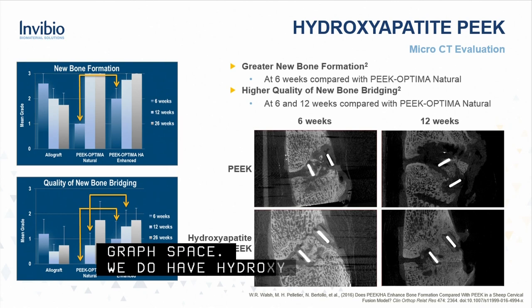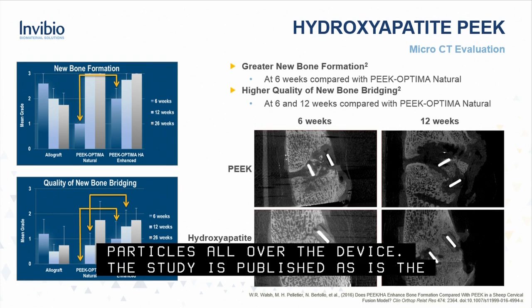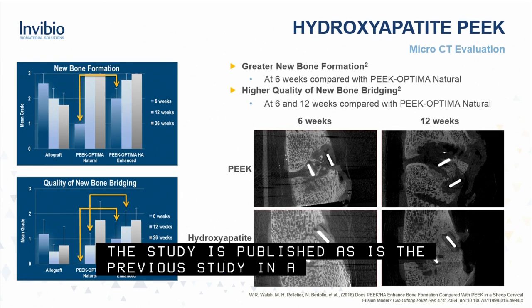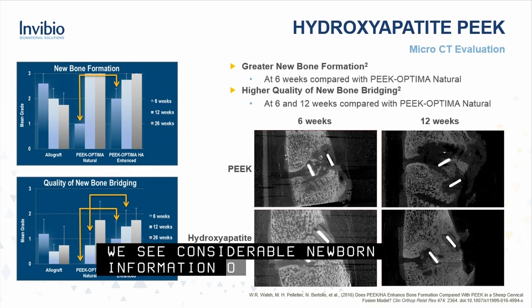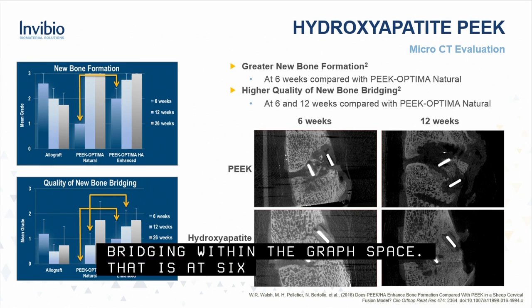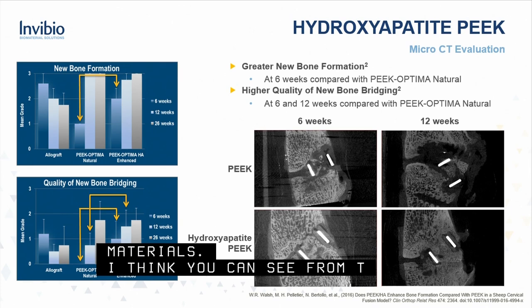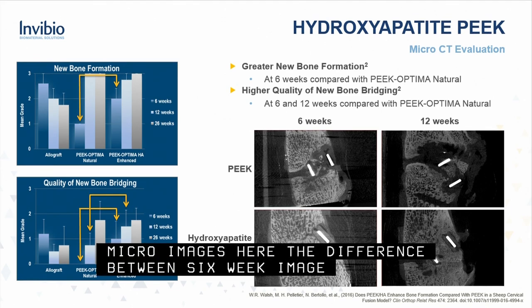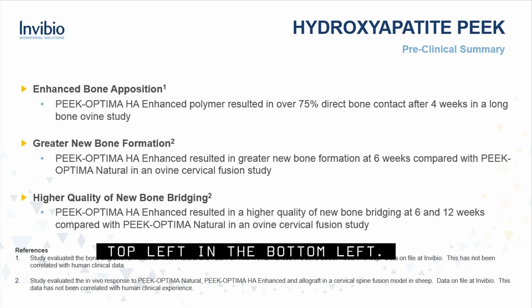This study is published, as is the previous study, in the peer-reviewed literature. We see considerable new bone formation again at the early time point of 6 weeks, but we also see higher quality of new bone bridging within the graft space at 6 and at 12 weeks when we compare it with standard PEEK materials. And I think you can really see from the micro CT images here the difference between the 6 week image on the top left and the HA PEEK on the bottom left. So preclinically, we do seem to see differentiated performance from the material in a fusion environment.